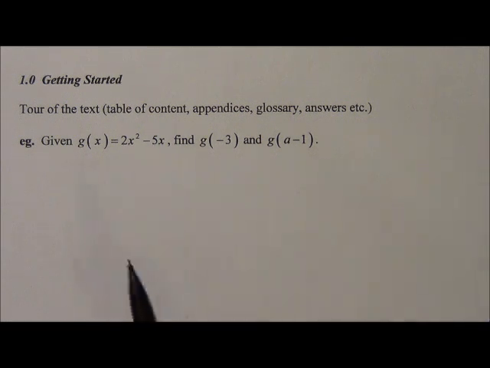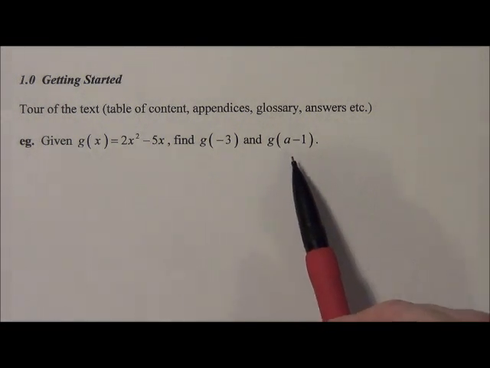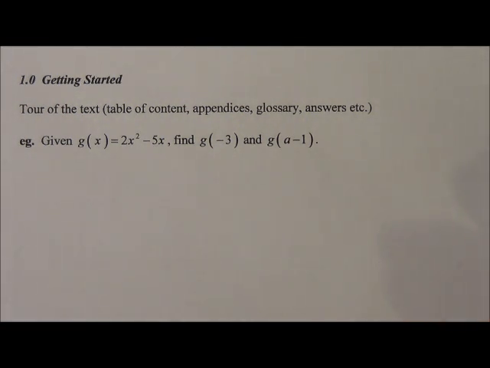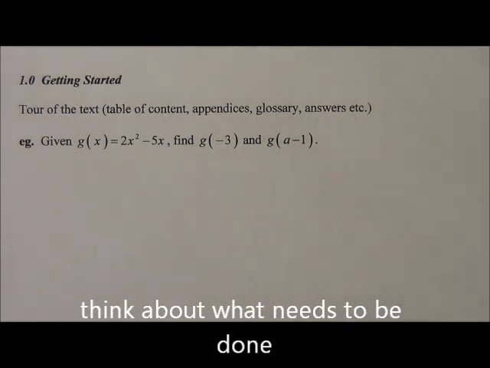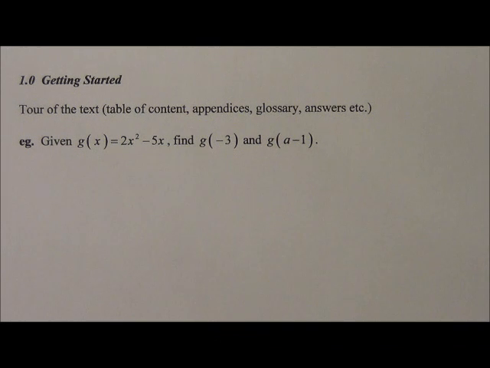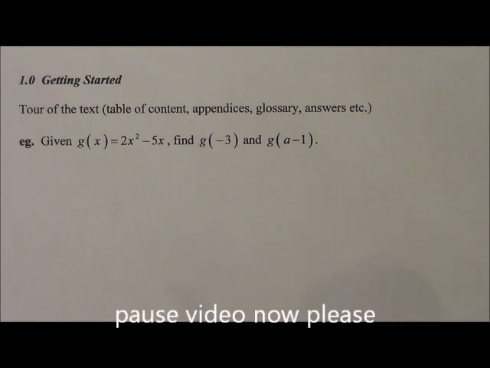Okay, so if we're given g of x equals 2x squared minus 5x, we want to find g of negative 3. And then afterwards we're going to find g of a minus 1. So what will you do with that negative 3 in terms of g of negative 3? Go ahead and do that please, and then check back to see what the result will be.